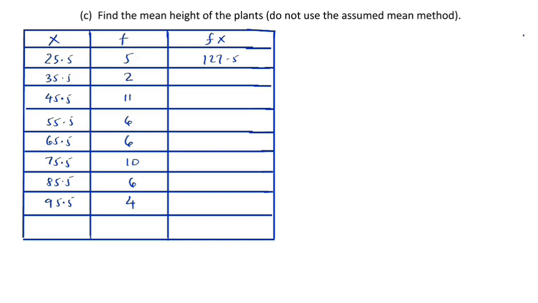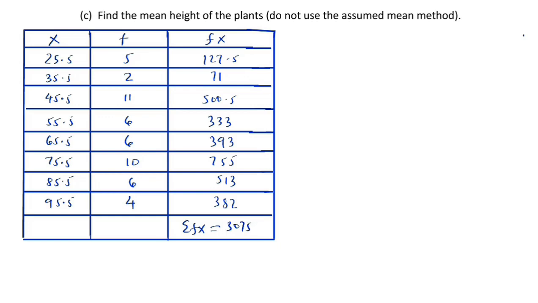Using the same approach, let us fill the remaining figures. We are going to have 71, and here is 500.5. Next is 333. The next one is 393. The next one is 755. The next one is 513. And the last one is 382. Okay, so next let us find the summation of fx, which is, after adding all these values, 3075.